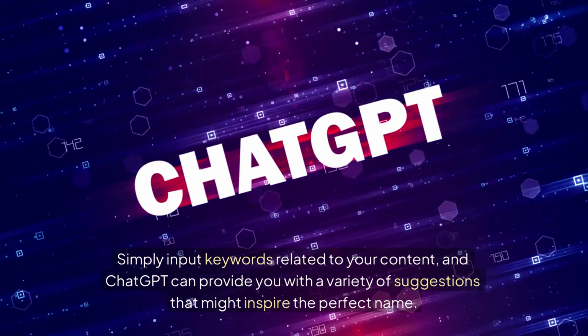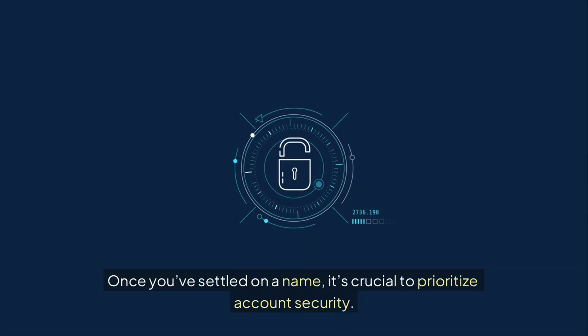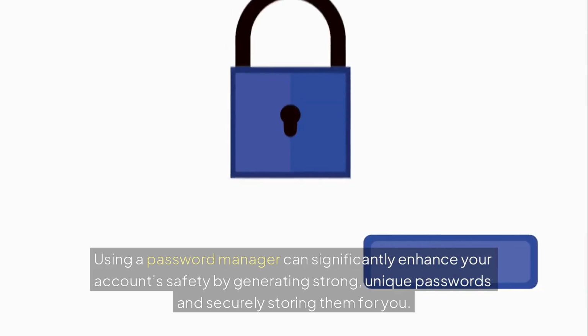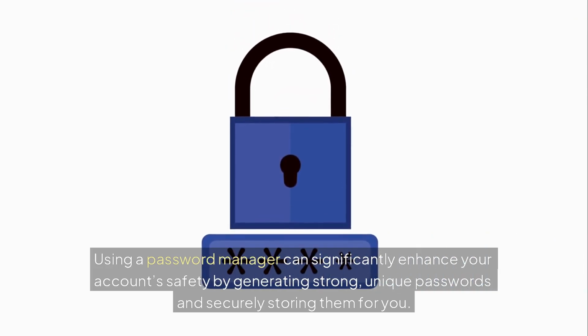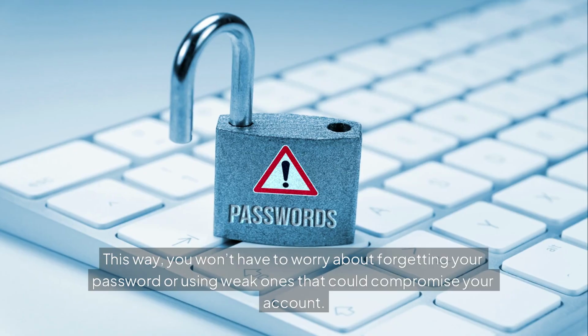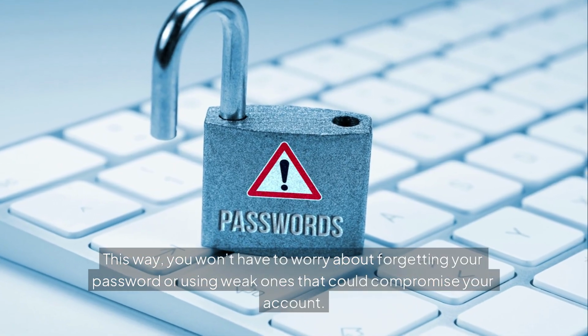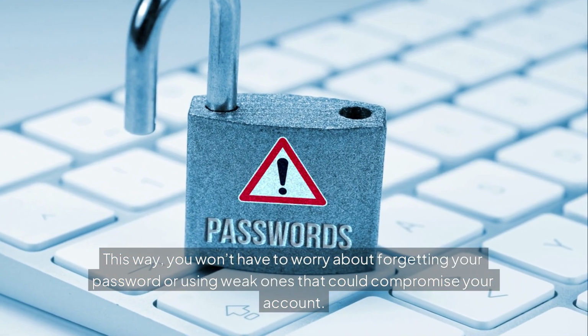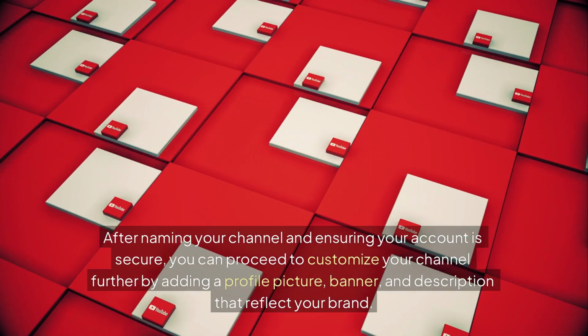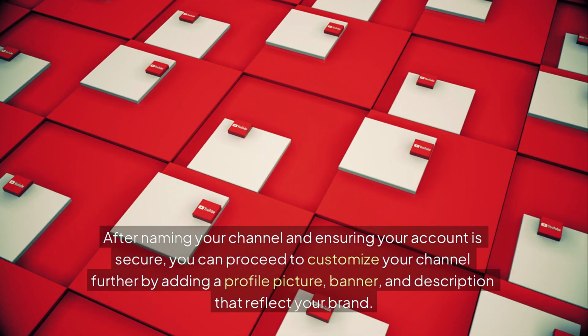Simply input keywords related to your content, and ChatGPT can provide you with a variety of suggestions that might inspire the perfect name. Once you've settled on a name, it's crucial to prioritize account security. Using a password manager can significantly enhance your account's safety by generating strong, unique passwords and securely storing them for you. This way, you won't have to worry about forgetting your password or using weak ones that could compromise your account.